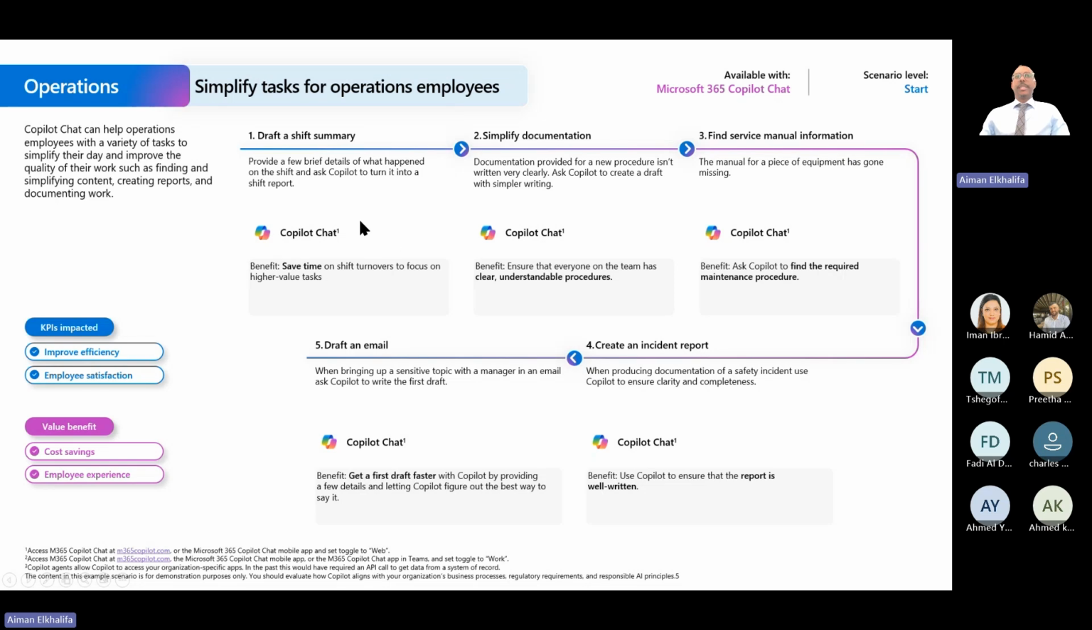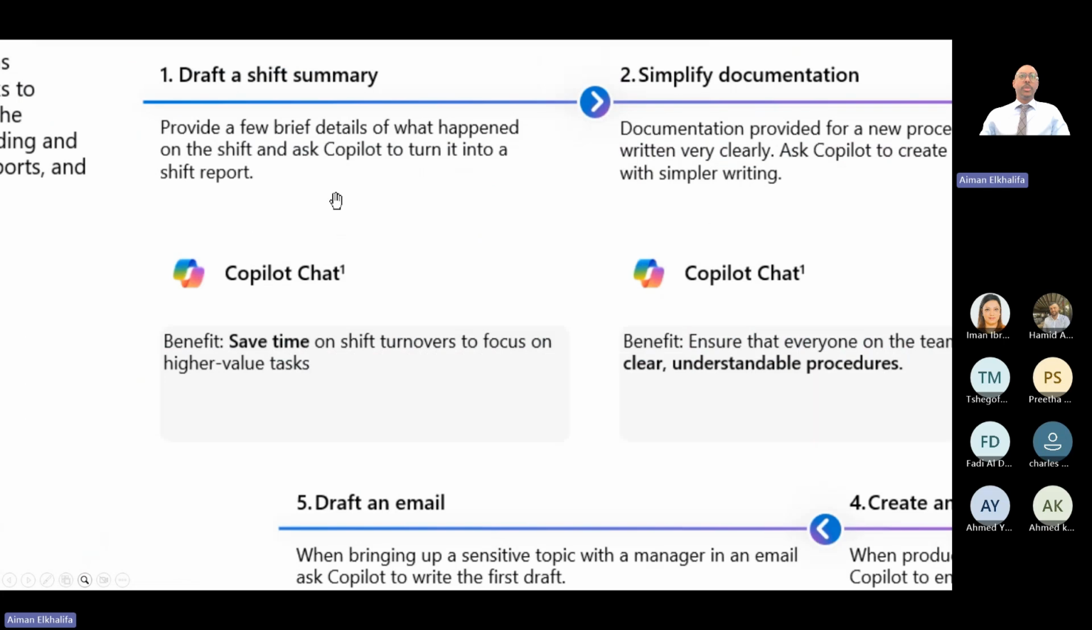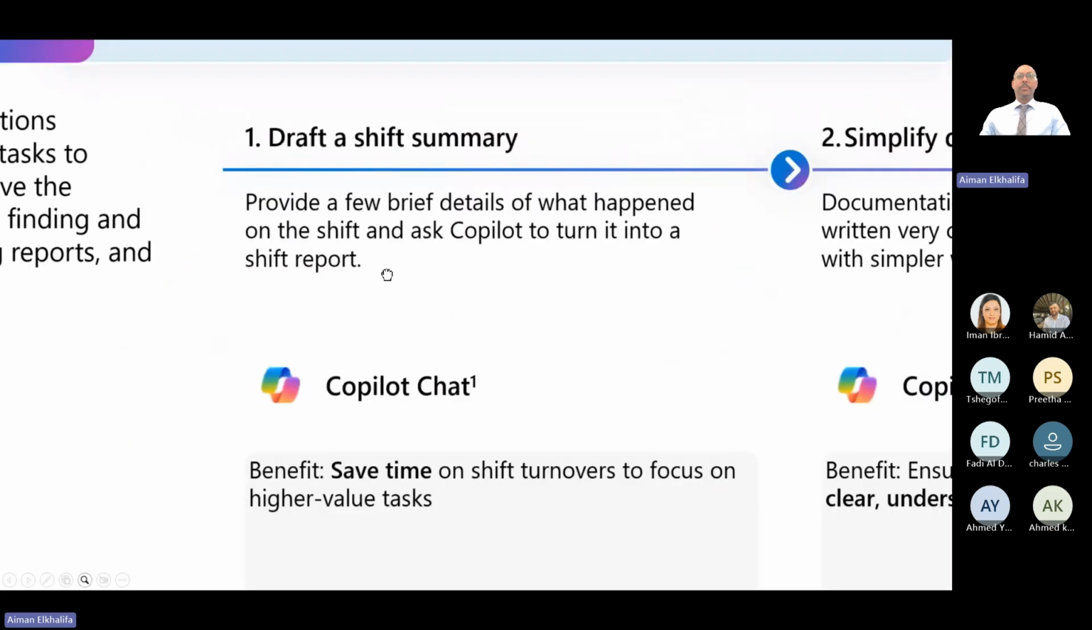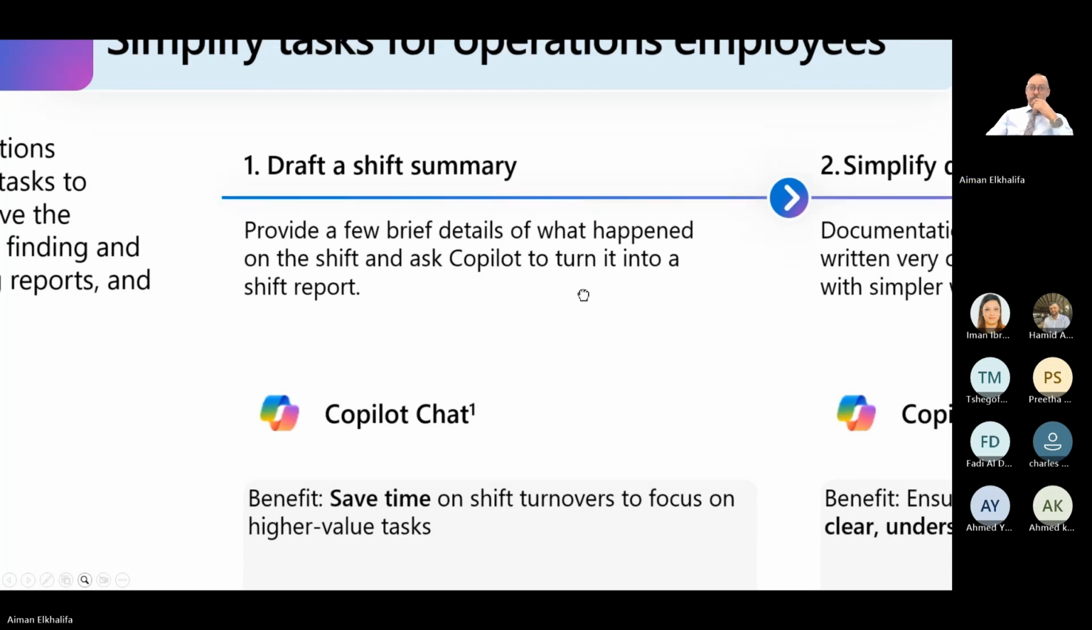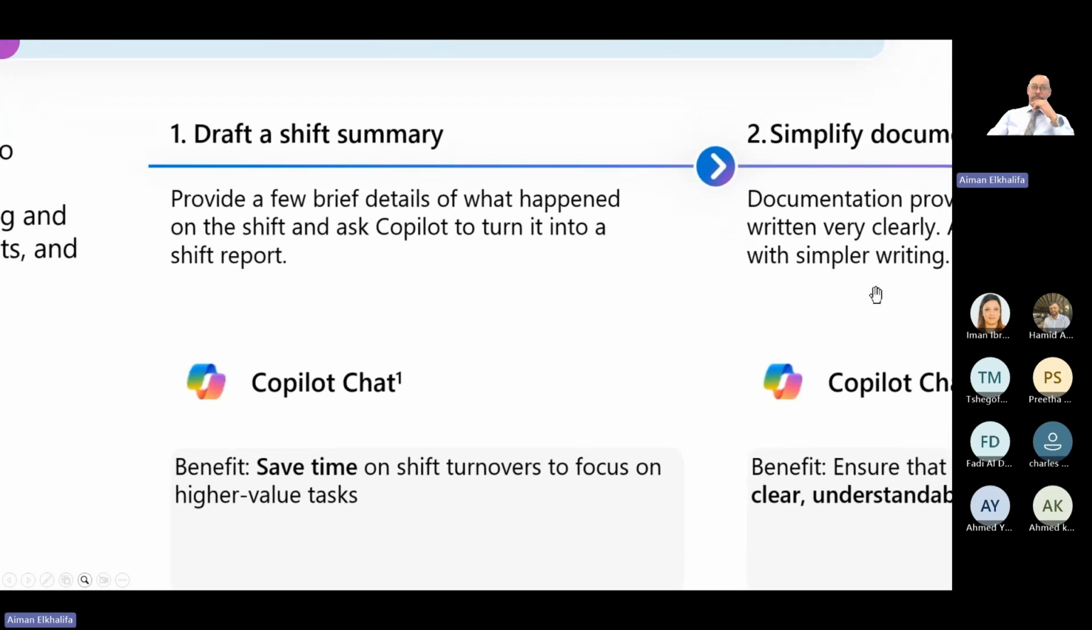So if you're in operation and you have a shift summary, you can ask Copilot to generate a shift report for you. To do so, you're going to need to provide some details, context about what happened on that shift, and then ask Copilot to turn it into a shift report. That can be done with ease from Copilot chat.